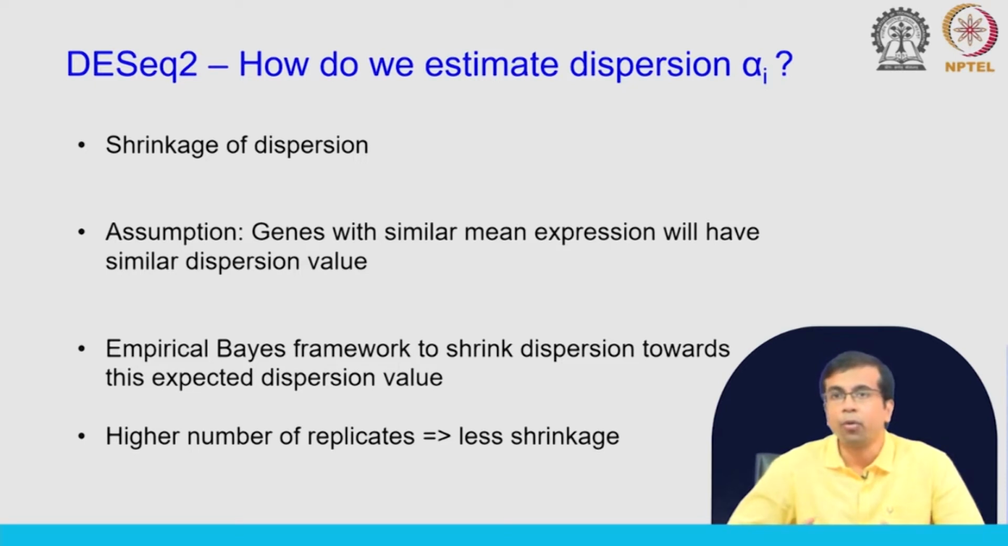Because if you have more and more replicates, you are more confident about the dispersion estimate. But if you have a very small number of replicates, maybe you have only 3, then you may not be that confident about the dispersion estimate, which means you probably need to shrink the dispersion more. So, this is the assumption behind dispersion shrinkage.